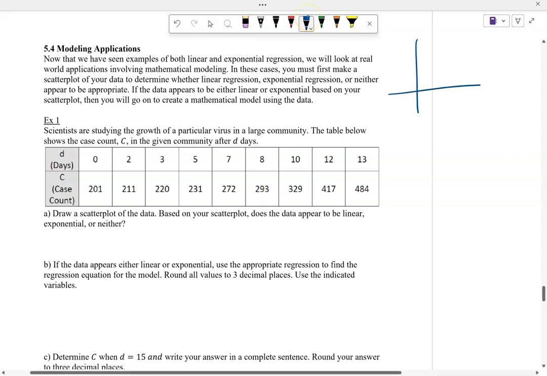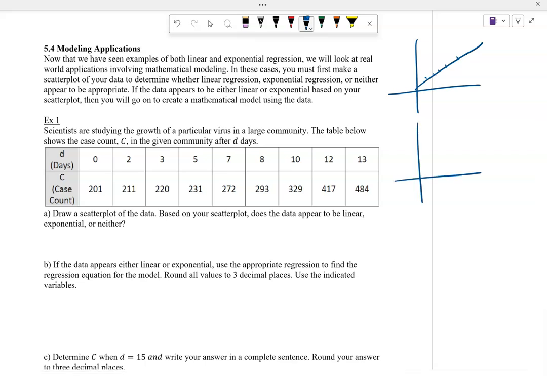All right, so now we've seen stuff that models a linear relationship. We've seen stuff that models exponential, both exponential growth and decay, right? So now we're going to decide if it appears to be linear, exponential, or neither, and then use the appropriate regression equation to do that. All right, so here's your first example. Scientists are studying the growth of a particular virus in a large community. The table below shows the case count after D days.